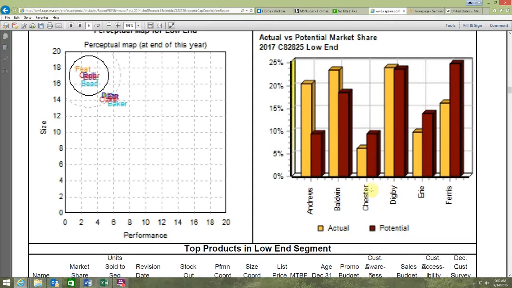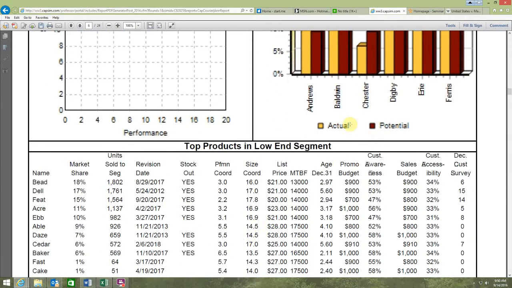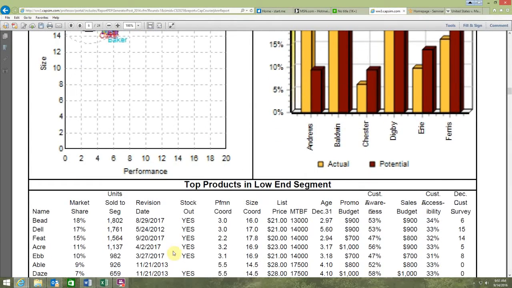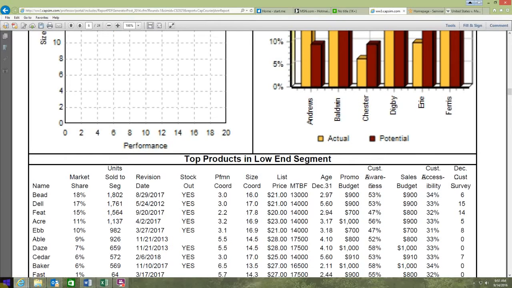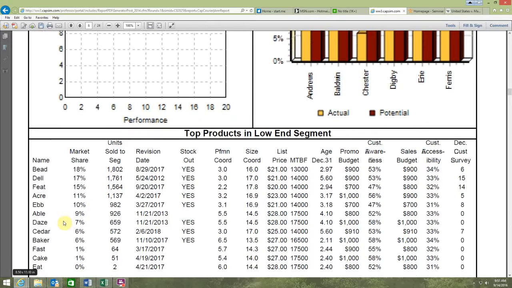So, kind of interesting. Chester had a very low potential here, so Chester really wasn't that well positioned. And why? They only sold 6%. They sold out, but their potential wasn't too great. Hey, look at that, their product is out, so it didn't move at all, no big deal. But price.